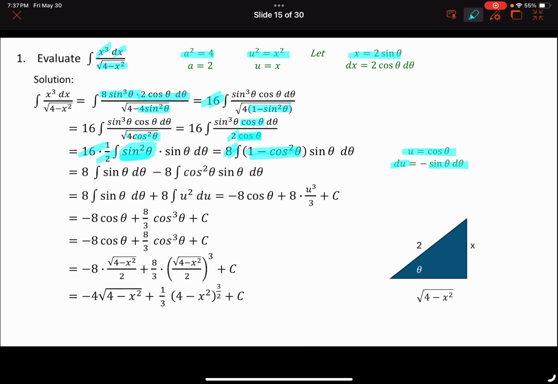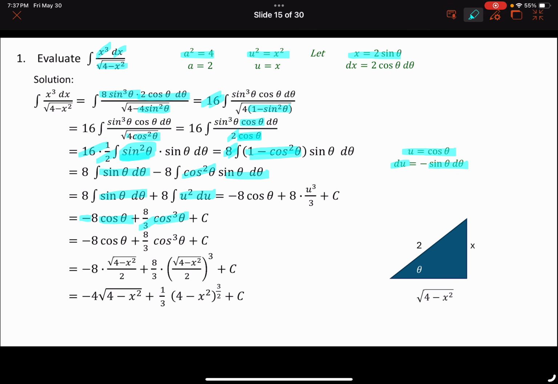So du is sine theta d theta, and u squared du would be cosine squared theta sine theta d theta. The integral of sine theta d theta is negative cosine theta, and the integral of u squared du is u cubed over 3. With this, we have negative 8 cosine theta plus 8 over 3 cosine cubed theta plus c.